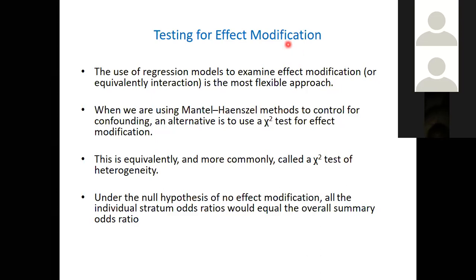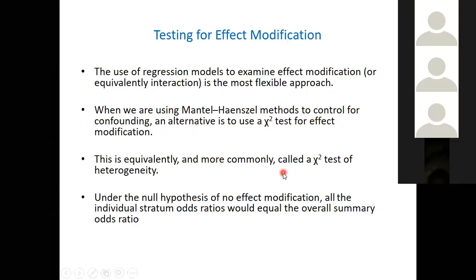So when we are using the Mantel-Haenszel method to control for confounding, an alternative is to use the chi-square test for effect modification. You need to first of all test for effect modification before you go ahead. This is equivalently and more commonly called the chi-square test of heterogeneity. We have already said that effect modification, interaction and heterogeneity mean the same thing. So when they say chi-square test for heterogeneity, you are testing for effect modification or interaction. That's the first thing you test. If there is heterogeneity, that shows that there is effect modification.